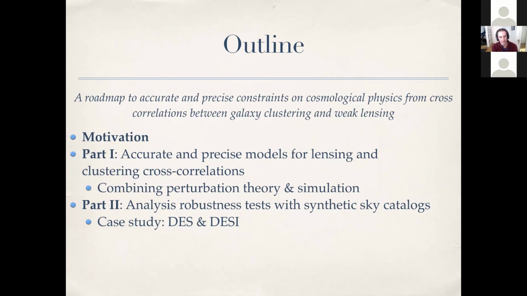And then I'll break down the rest of the talk into two parts. The first will be about getting accurate and precise models for lensing and clustering cross correlations through a combination of perturbation theory and simulation. And in the second part, I'll tell you about how we can perform robustness tests of these very complex analyses using simulations, so that if we think we've detected new physics, we have indeed detected new physics and not systematics. For that, I'll give a case study of the Dark Energy Survey. And then at the very end, I'll just mention the Dark Energy Spectroscopic Instrument.